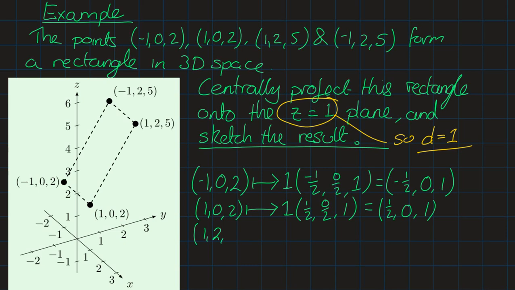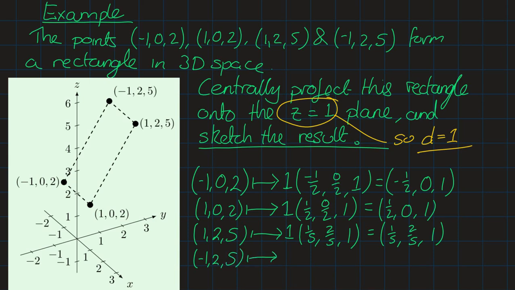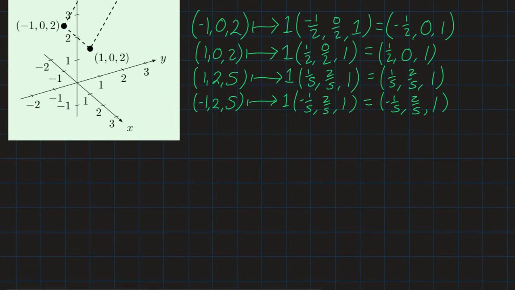The next point is (1, 2, 5). This will get mapped to 1 over 5, 2 over 5, 1, which is just (1/5, 2/5, 1). And the last point, (-1, 2, 5), is going to get mapped to -1 over 5, 2 over 5, 1, which is simply (-1/5, 2/5, 1). Okay, so here are the image points, and now let's try and sketch these things.